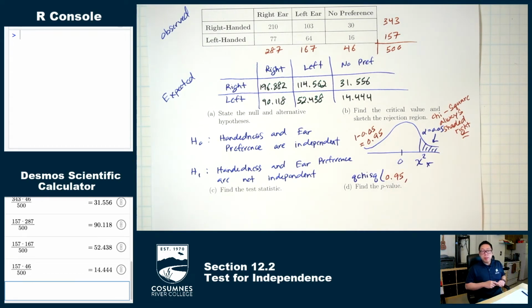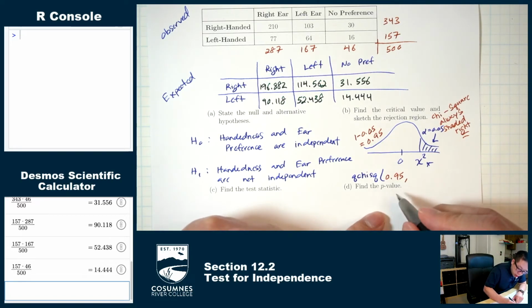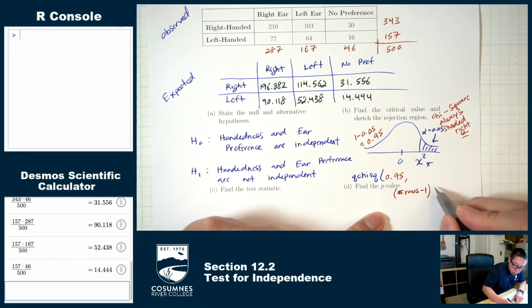Okay, next up, Q chi-square has a degrees of freedom, df. Now this is where it differs also. So the df here has nothing to do with the sample size. The df for a test for independence is going to be number of rows minus 1 times the number of columns minus 1. Okay, let me write that down. Number of rows minus 1 times the number of columns minus 1.